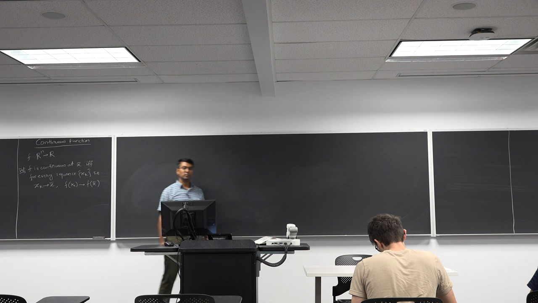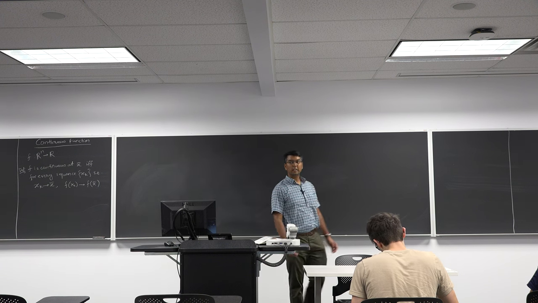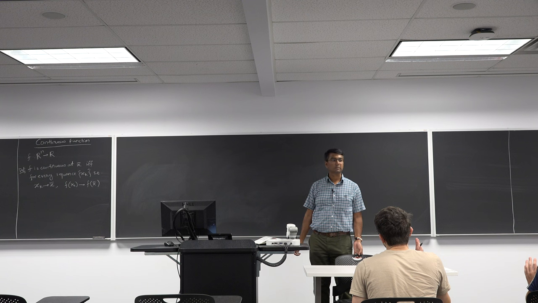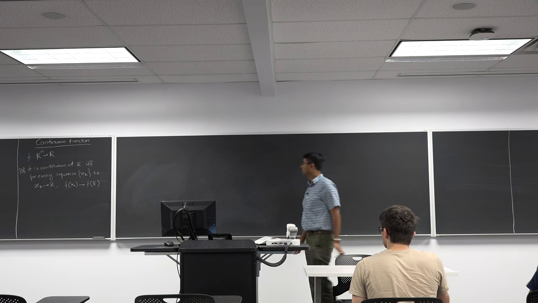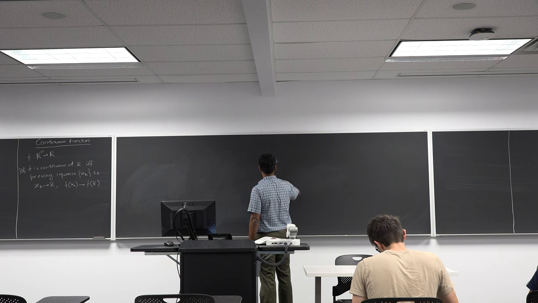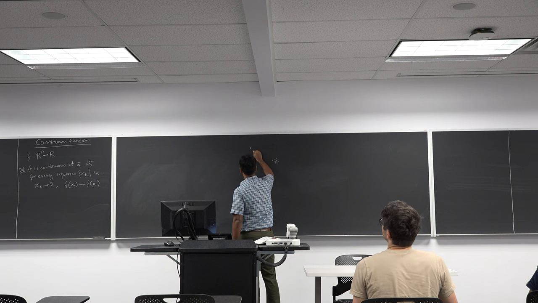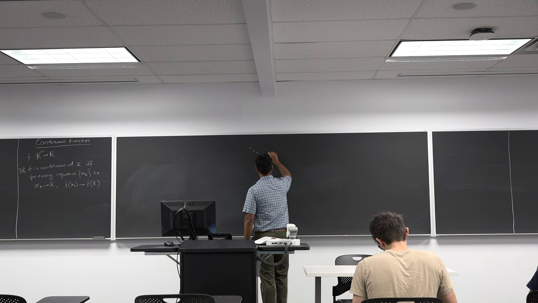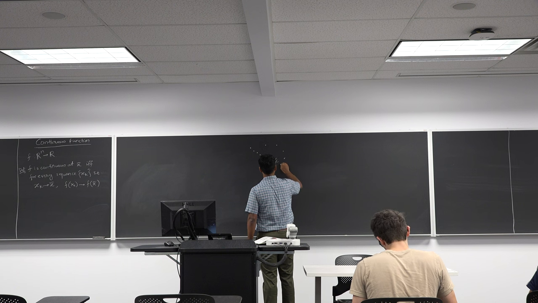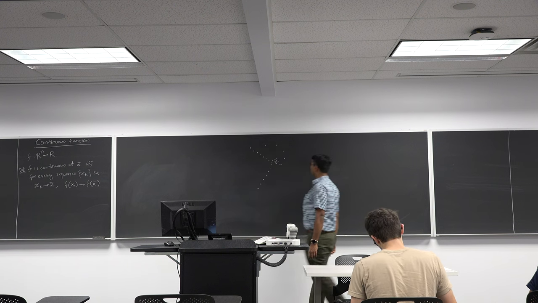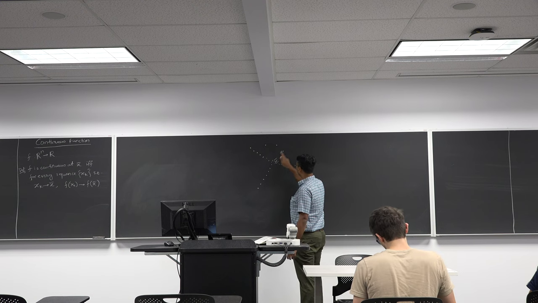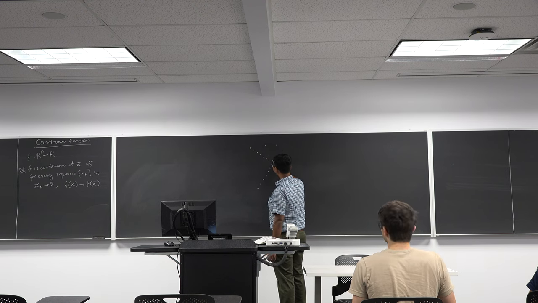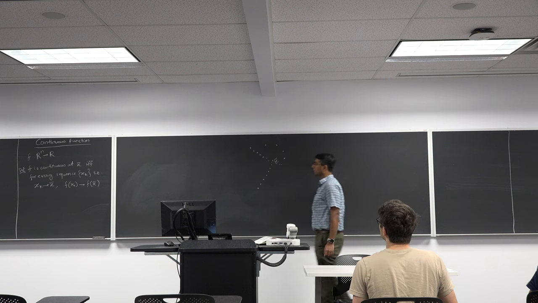Okay, any questions? How many of you have seen this definition of continuity before? Few people. Okay. So I have a point x bar. I have a function defined over the entire space. And I pick a sequence. This is one sequence. I can pick another sequence, which is like this. I can pick another sequence, which goes like this. And no matter what sequence I pick, the function value should also converge to the function value at x bar.